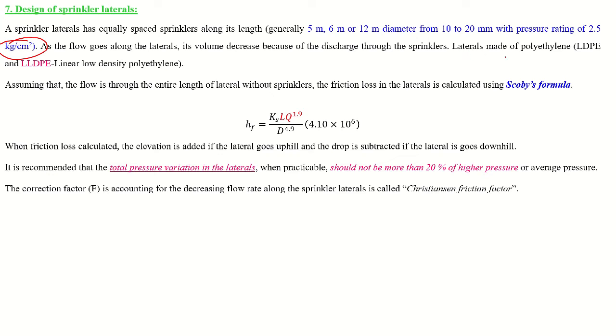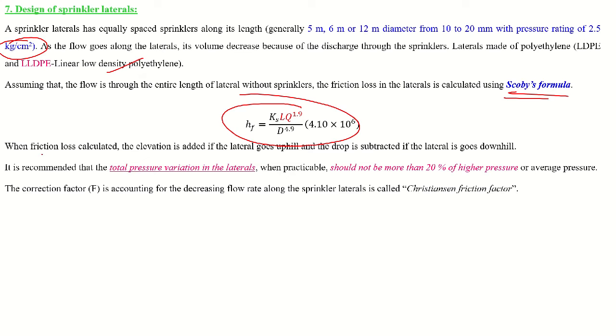The laterals are made with LDPE, that is low density polyethylene, and LLDPE, that is linear low density polyethylene materials. The friction in these laterals is calculated by using the Scobie formula. So this is the formula for the sprinkler calculation. We are not going into the details to calculate this derivation.